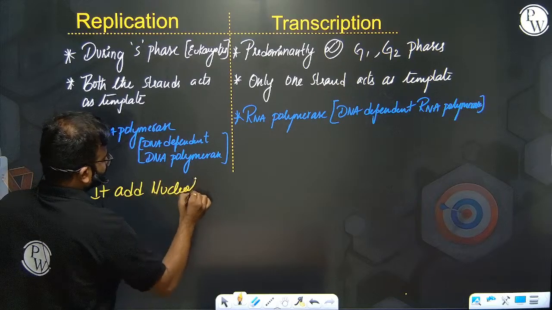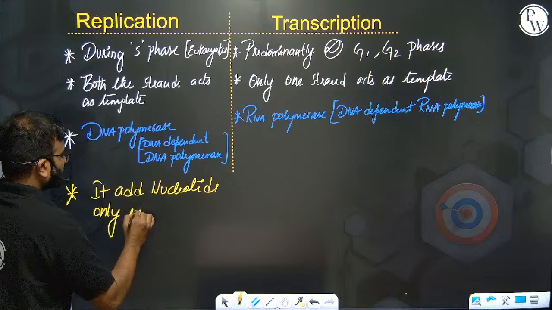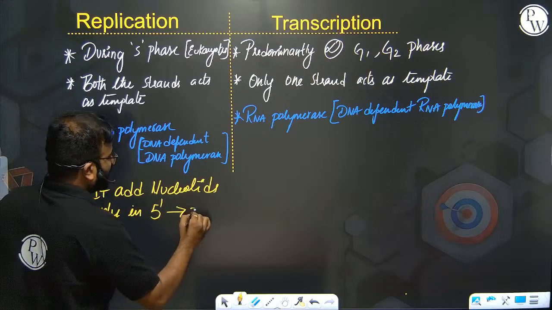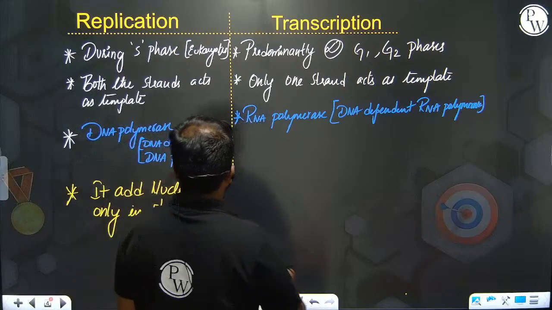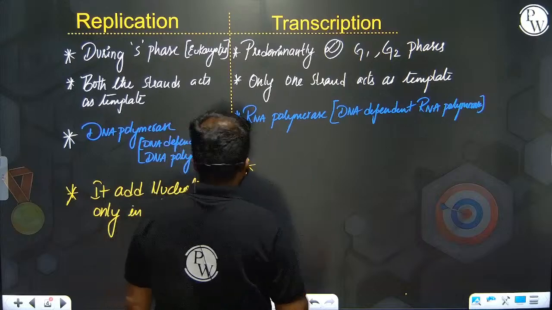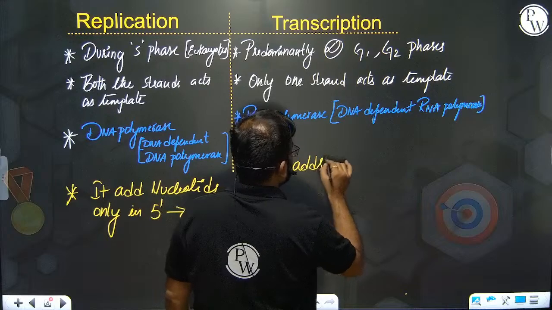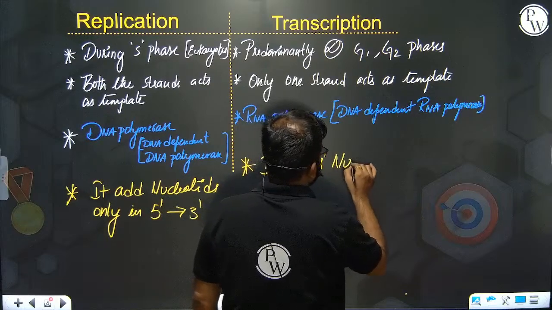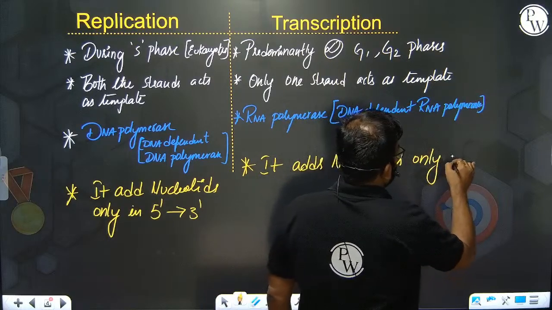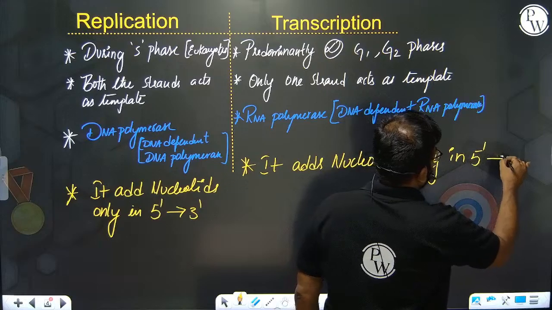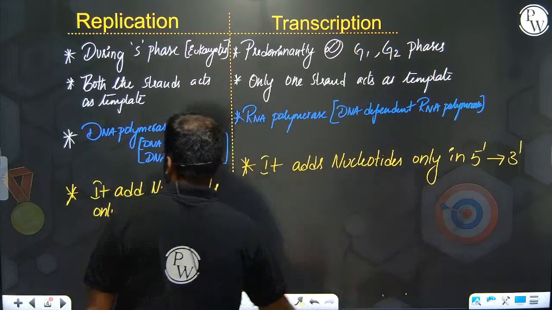Next, DNA polymerase adds nucleotides only in the 5 prime to 3 prime direction. Similarly, RNA polymerase adds nucleotides only in the 5 prime to 3 prime direction.